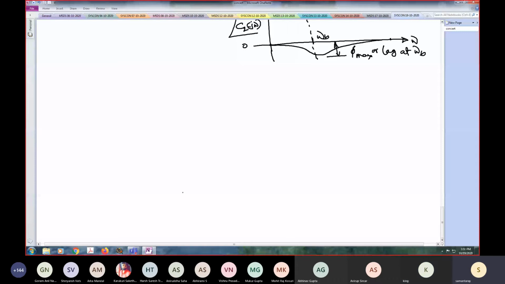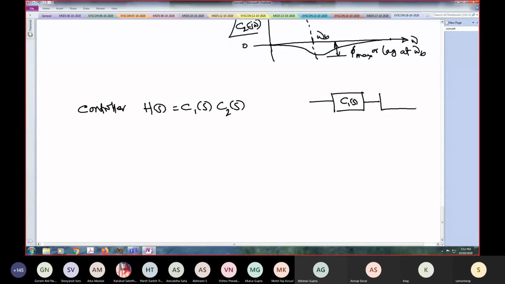So I will show you what happens. Let's say you have some kind of controller. Controller H(S) is two compensators, C1(S) and C2(S). That means two things, one after the other. So in time domain, of course, they will get convoluted here; in frequency domain they are simply multiplied. So C1(S) and C2(S).